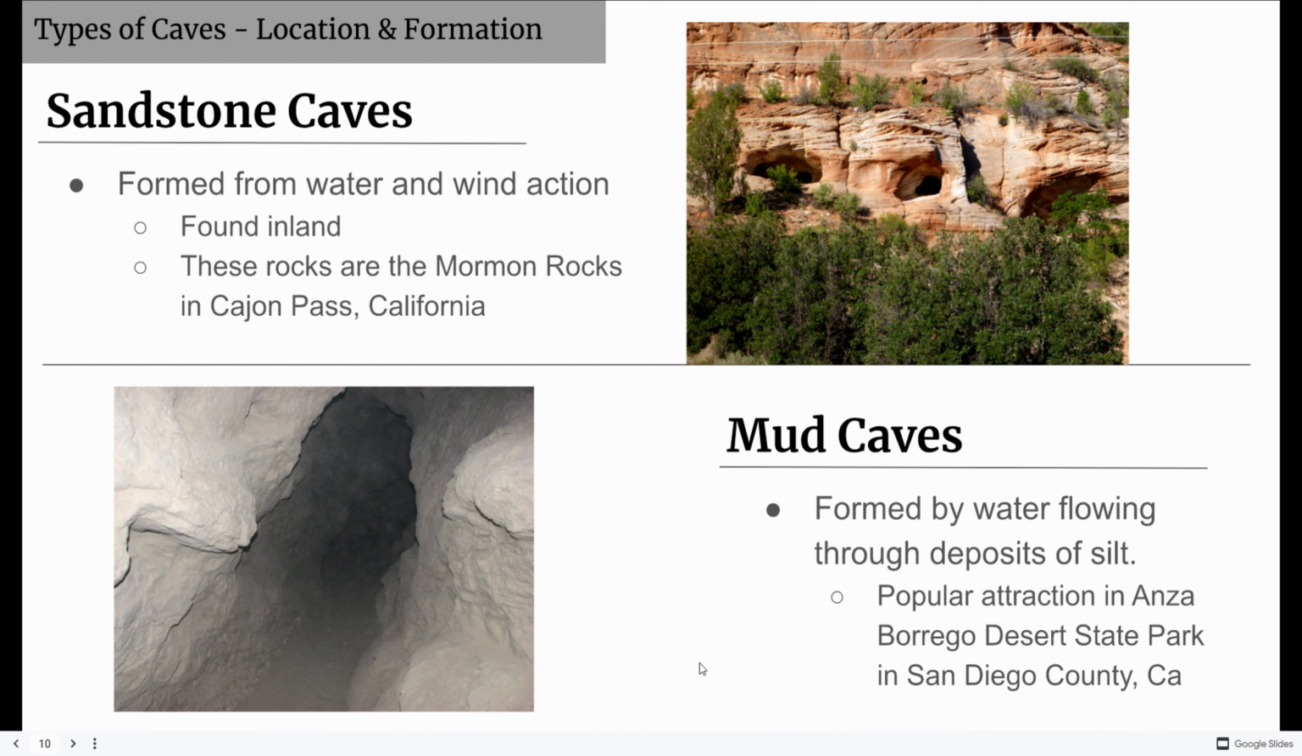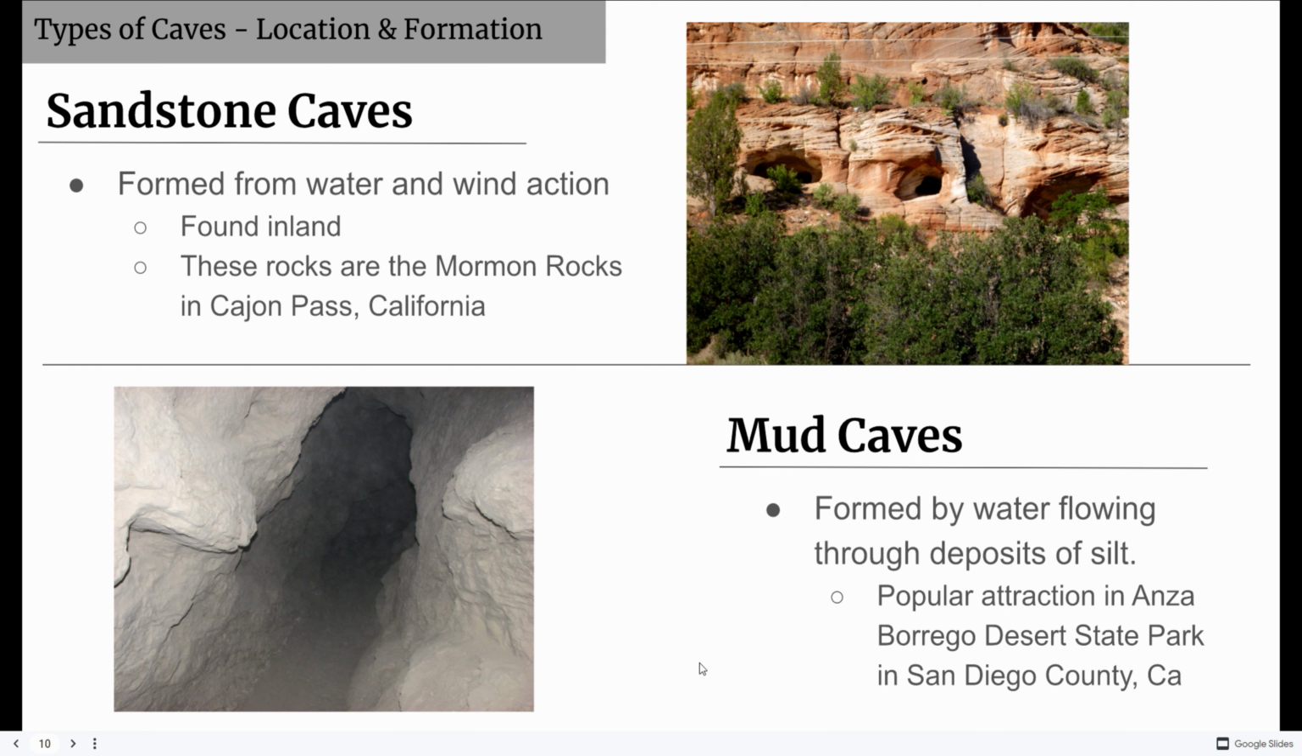Our next one, sandstone caves up here on top. These form from water and wind eroding away the sandstone rock. The ones that are in the picture here are the Mormon rocks in Cajon Pass, California. These are always found on the interior of a landmass.